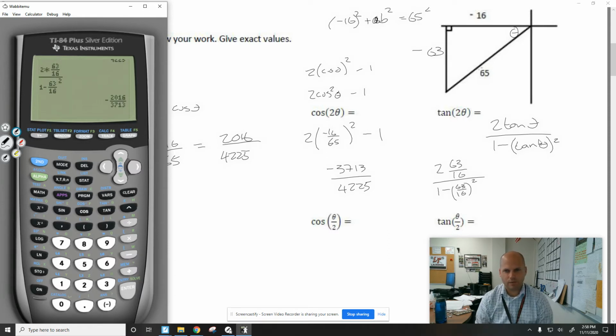I get a negative. I guess that makes sense. Doubling this angle might put me in a quadrant that tangent's negative for.